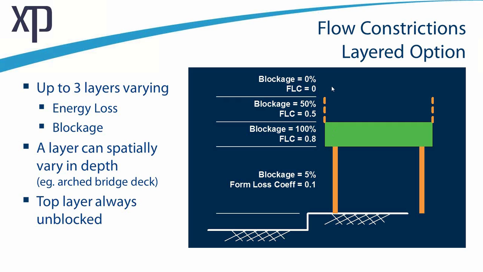And that can give you a good representation of a structure, or even something as simple as a pipe crossing a waterway. Importantly, you can also vary the depths of the layers and the elevation of the inverts spatially. So if you have an arched bridge or some unusually shaped structure, or if your bridge deck is not exactly horizontal, you can set that up quite easily in the interface and model that situation.